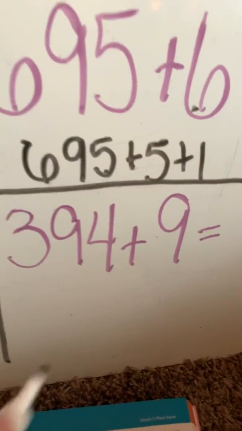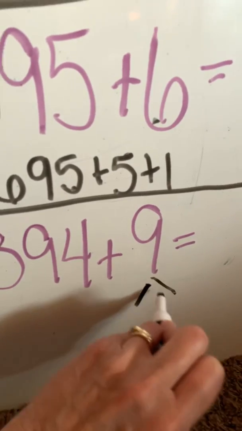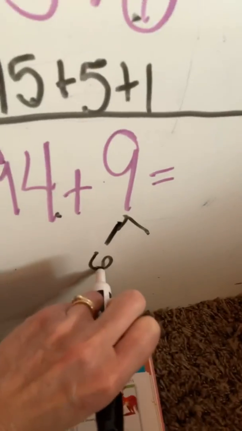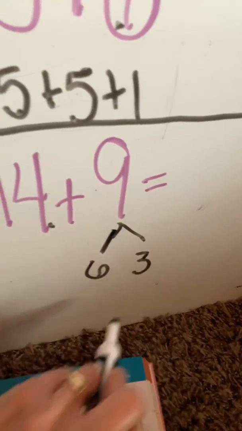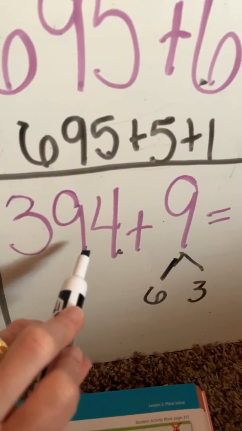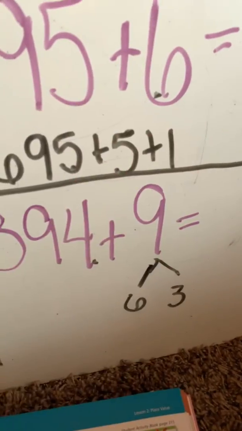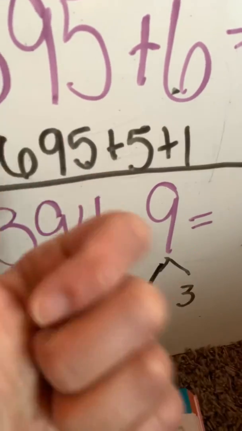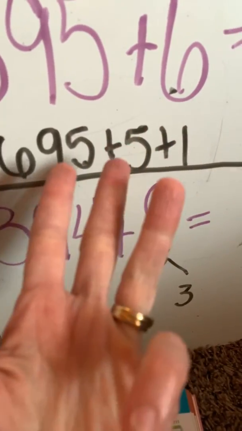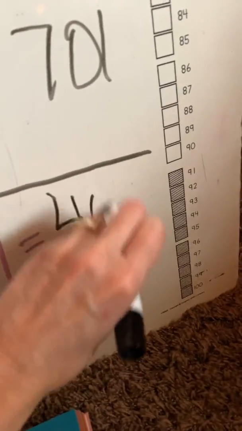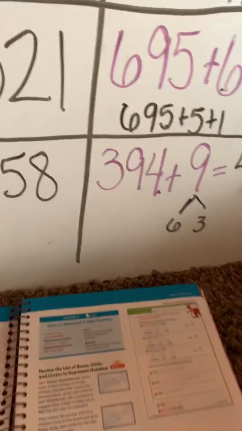And the last one, how many do we take from the 9 to put with the 4 and make a 10? Yeah, 6. And then we're left with 3 more. So 394, 395, 396, 397, 398, 399, 400. 401, 402, 403. The answer is 403.